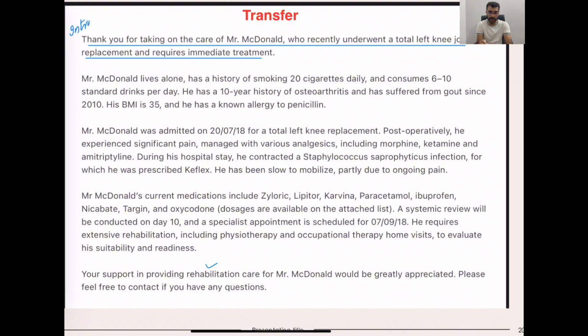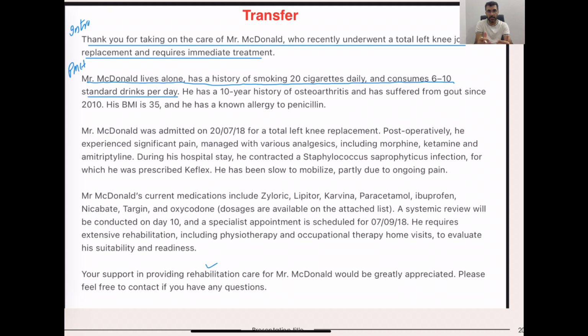then past medical history. Mr. McDonald lives alone. He has a history of smoking 20 cigarettes per day and consumes 6 to 10 standard drinks per day. This is the past medical history. Then there is presenting complaint, examination, investigations, diagnosis, treatment. So here the patient was actually treated with a surgery. He was a diagnosed case of left knee osteoarthritis, I guess.